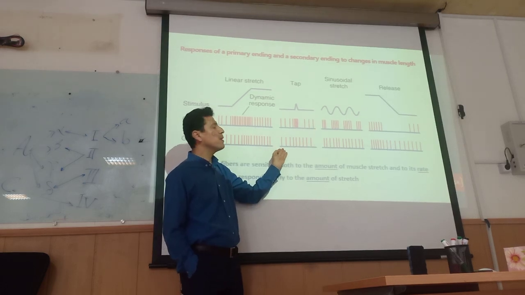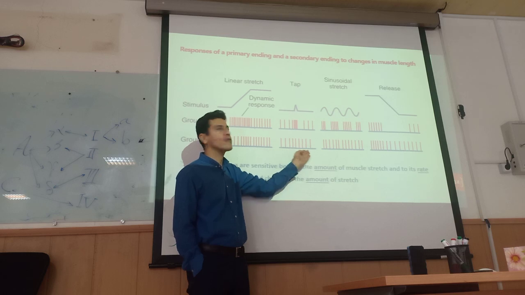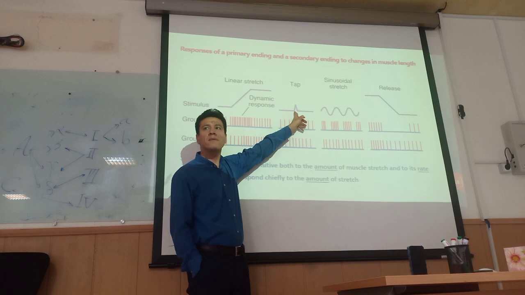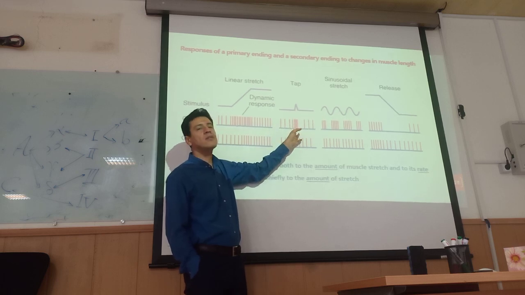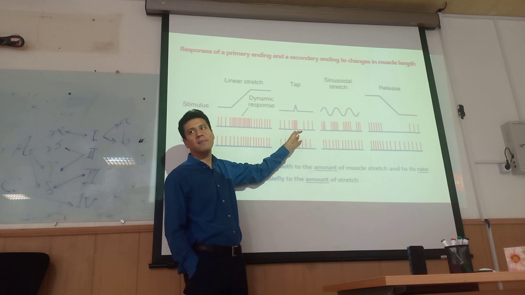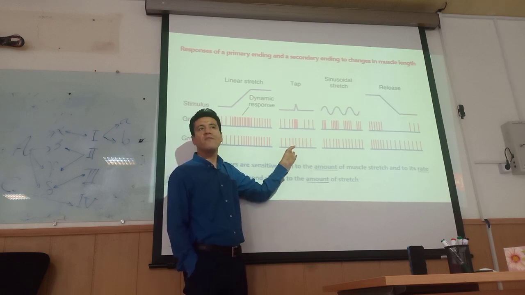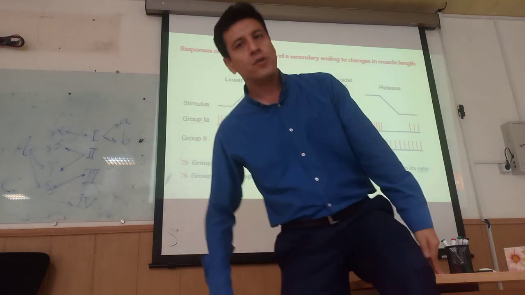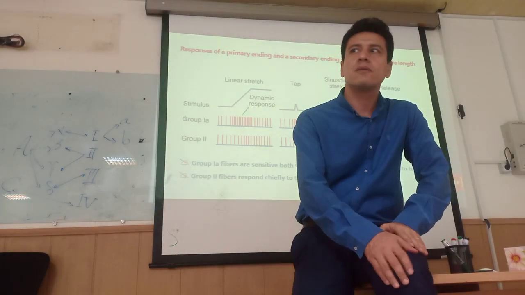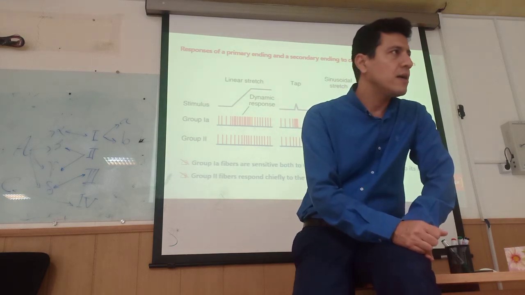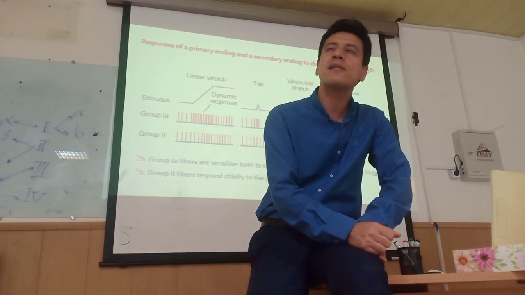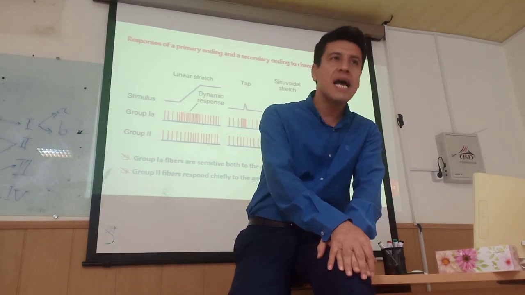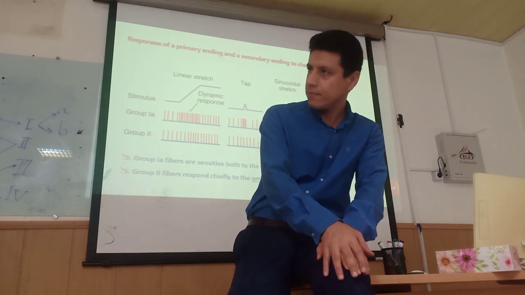Right? What happens in the type 2 fiber? Almost nothing. So, with the tap stretch, the only type of fiber that responds is 1A fiber. Type 2 fiber from the muscle spindle doesn't respond. So, this means when you are examining a patient with knee-jerk reflex, you are examining the dynamic part of the reflex. The static part is not examined.